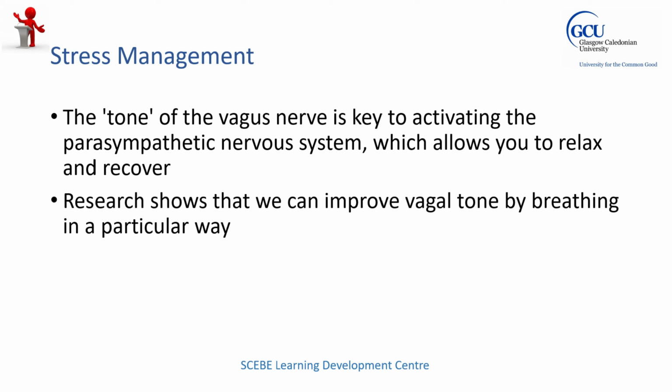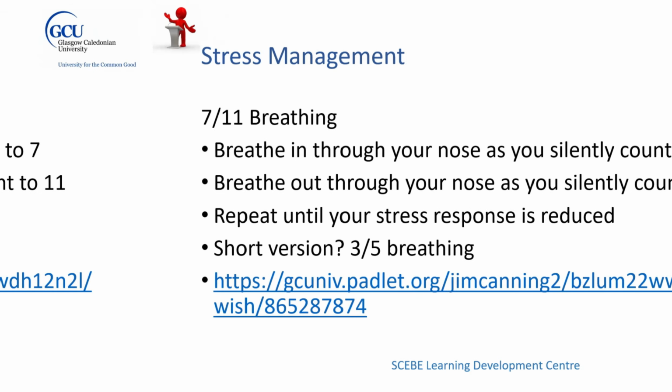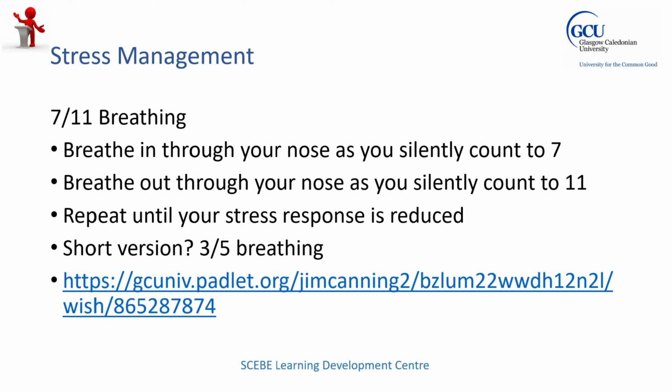Now, research shows that we can improve the vagal tone by breathing in a particular way. It's a really simple way, but really, really effective. The technique's called 7-11 breathing, where you breathe in through your nose as you silently count to 7, and then breathe out through your nose as you silently count to 11. Then you repeat that until your stress response is reduced. Initially you may find that tricky. It's not 7 seconds, it's just you counting to 7. If you find it's too much, just try 3-5. The important thing is that you breathe out for longer than you breathe in.